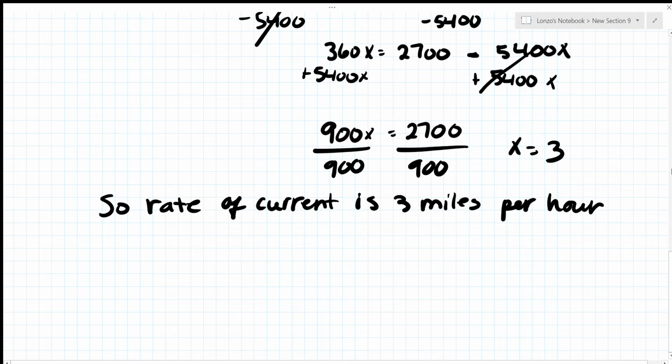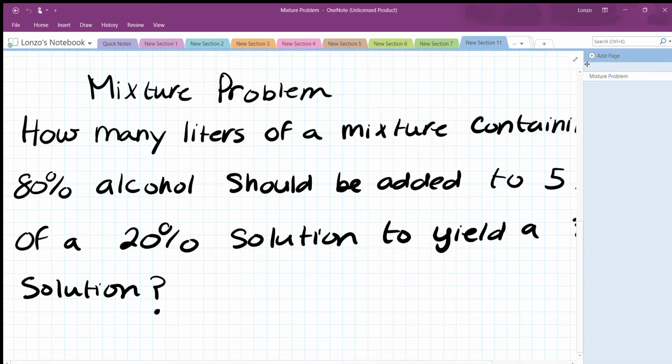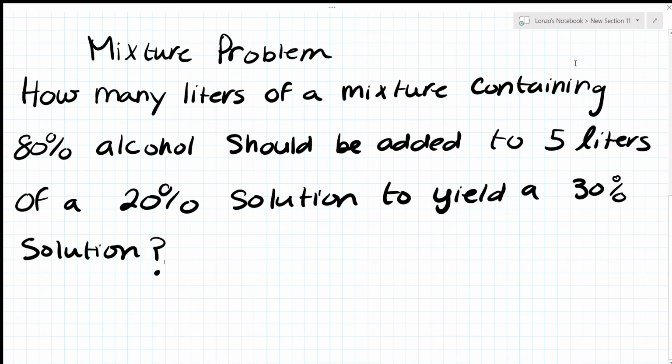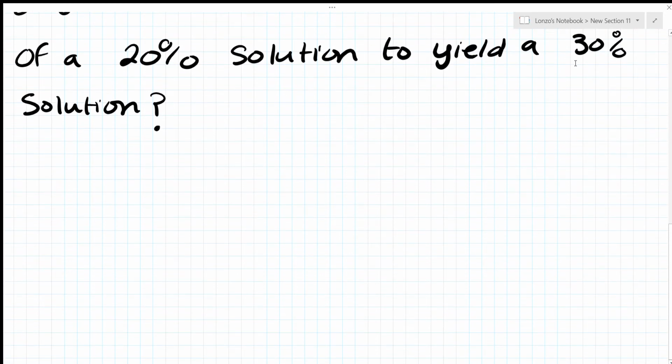That's it for this problem. Yay, one last problem, and this one is my last problem, I promise. Let's do a mixture problem. So it says, how many liters of a mixture containing 80% alcohol should be added to 5 liters of a 20% solution to yield a 30% solution? So let me just draw a little something.